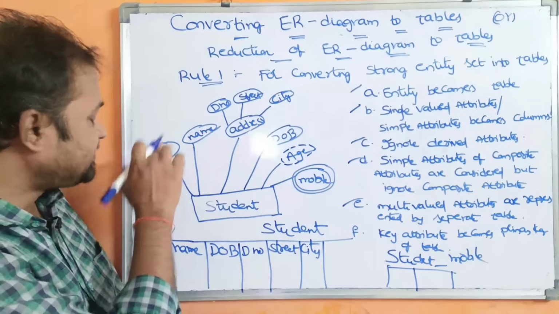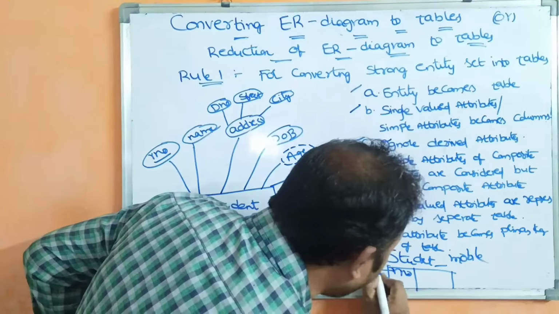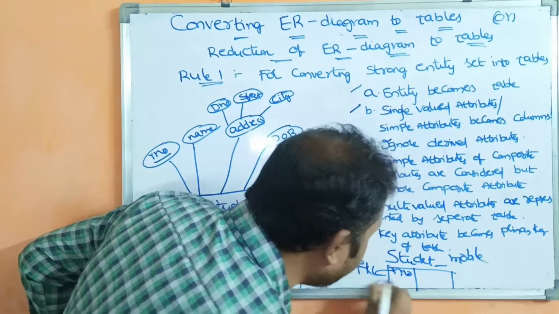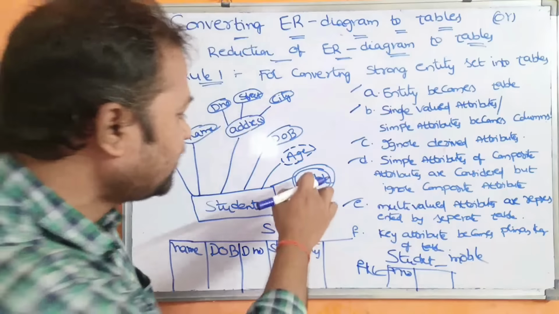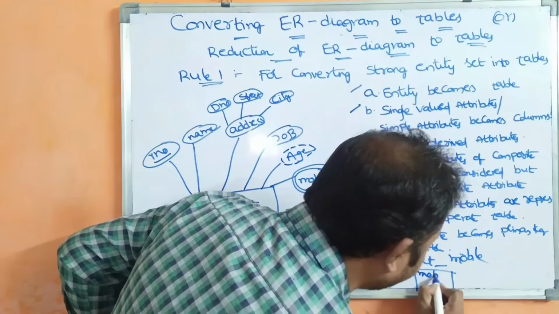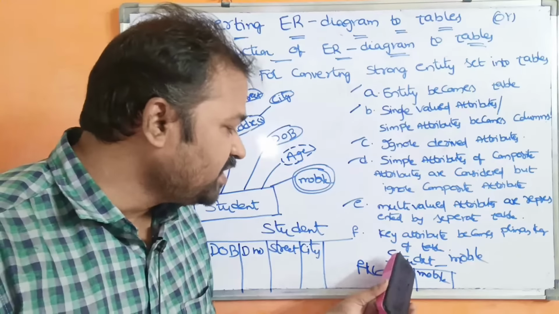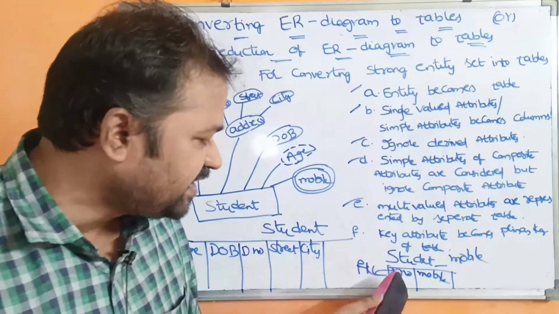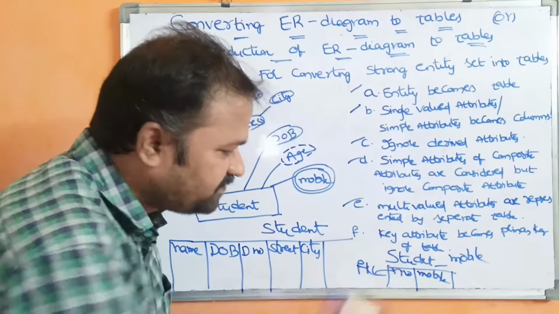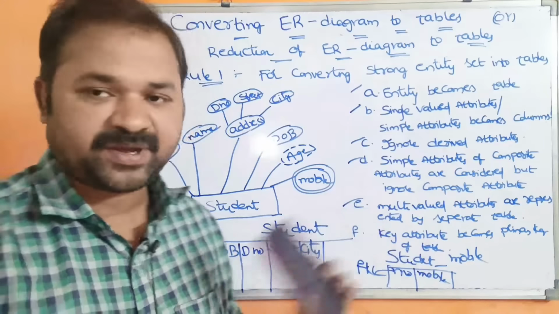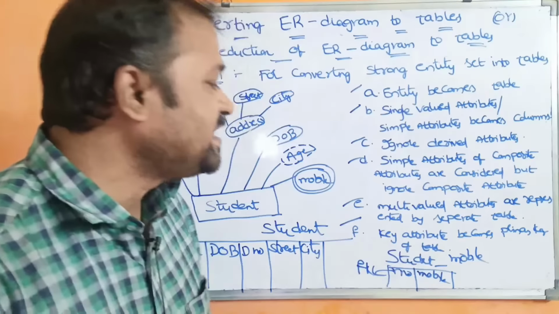number. In this diagram, roll number is the primary key. So this roll number now will become the foreign key of this student_mobile table, and we have to store mobile here. So whenever there is a multi-valued attribute, we need to create another table with the fields. We have to take the primary key. That primary key will become the foreign key of this table, as well as that mobile number. Okay.